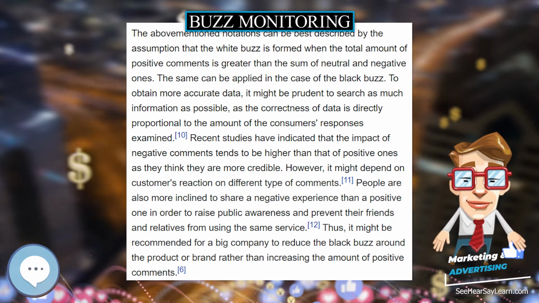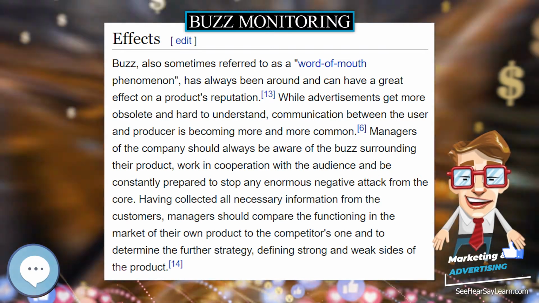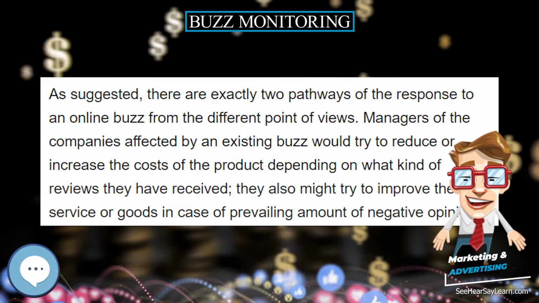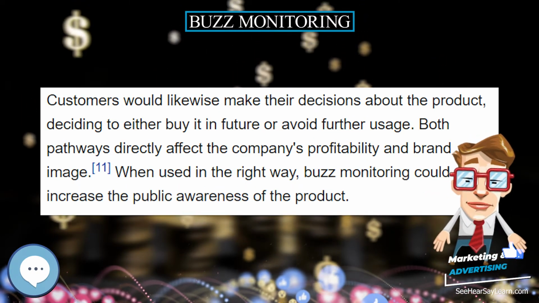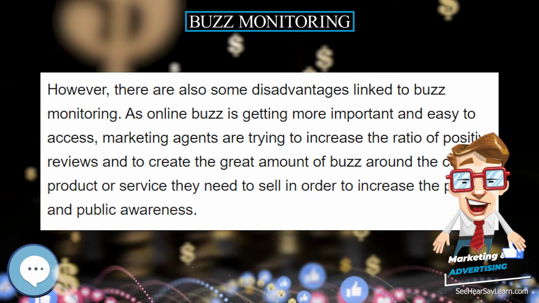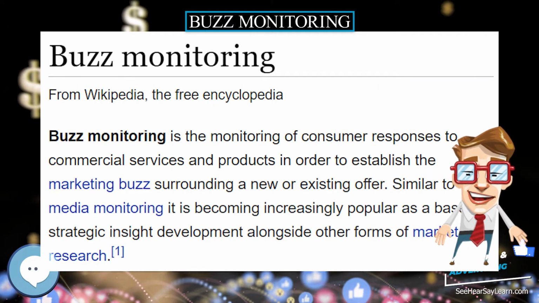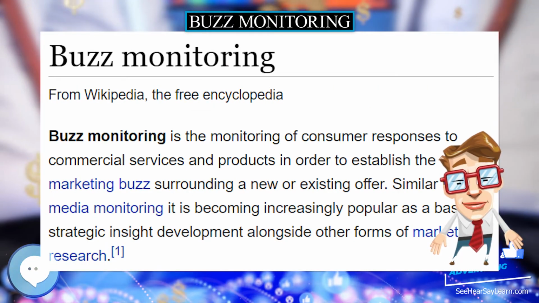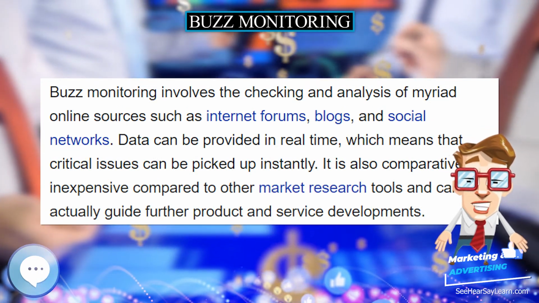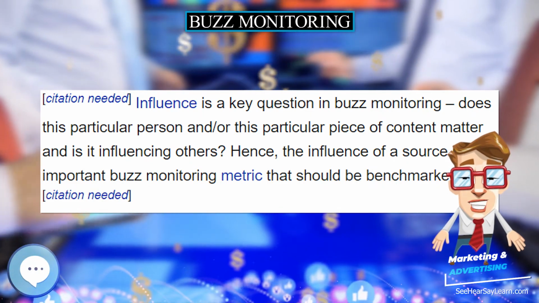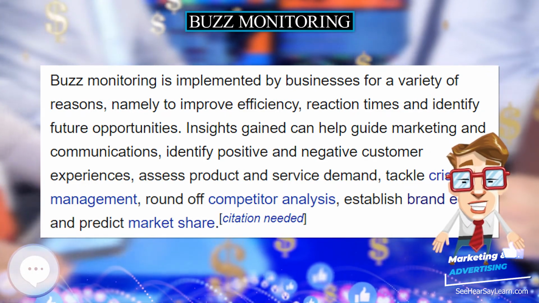Types of buzz. The direct correlation between the consumer response and the success of the brand or product has recently been determined. The buzz around a certain product can be divided into several groups: positive buzz, sometimes called white buzz, negative buzz, also called black buzz, and neutral buzz. The white and the black buzz correspondingly can be calculated using binary notation and following formulas. The above-mentioned notations can be best described by the assumption that the white buzz is formed when the total amount of positive comments is greater than the sum of neutral and negative ones. The same can be applied in the case of the black buzz.